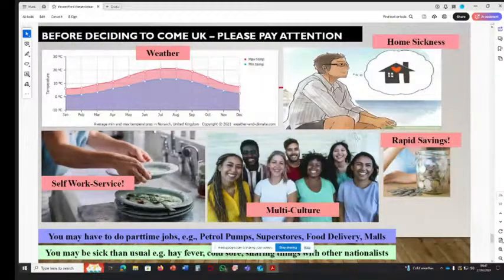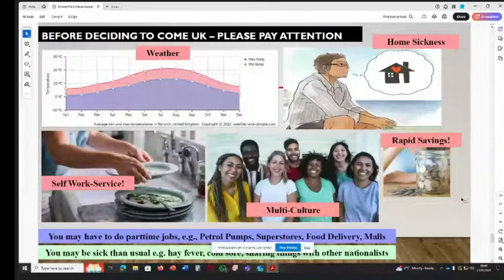This is the temperature range, the maximum and minimum temperature, which you can see throughout the year. If you have homesickness, that can be a dominating factor in coming to a Western country, out of your comfort zone. Also, you have to do all the work yourself: cleaning, bedding, cooking, washing. It's yours, so do that.